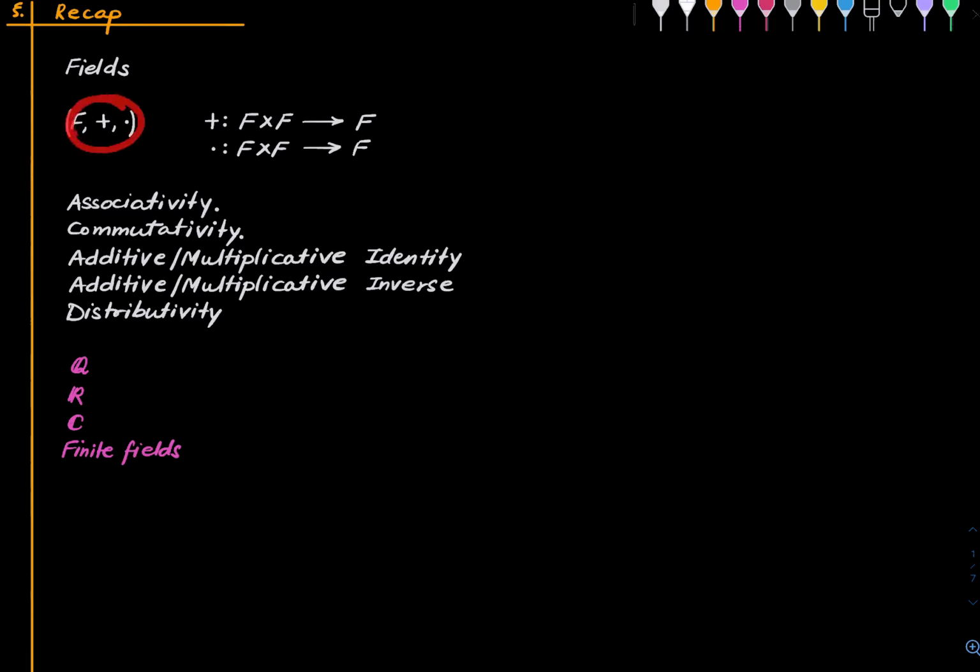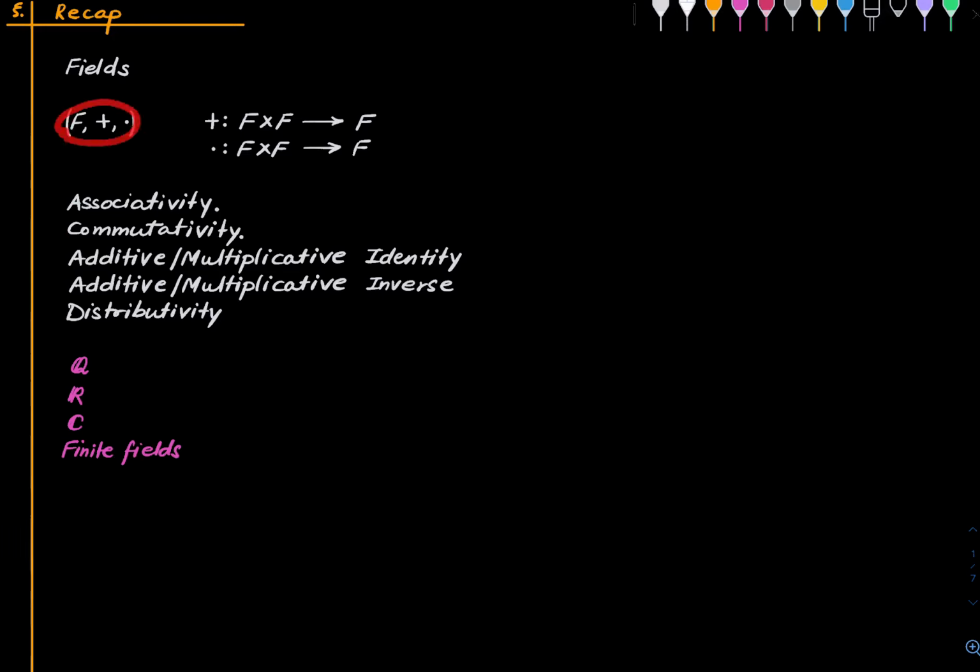A field was a triple, where F is a set, a non-empty one, plus is a function of this sort, and multiplication is a function of this sort, with a bunch of properties. There were some 5 properties which I do not want to get into the details of. You can look at the previous lecture or just do a quick Google to look at all of them.